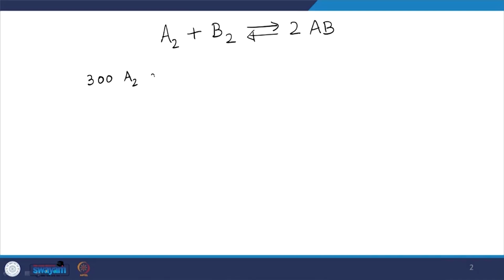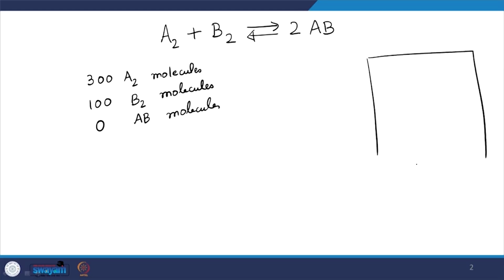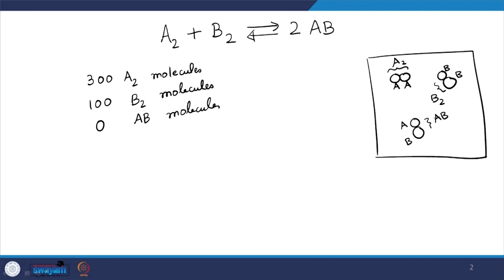So, let us say for example, I start with some 300 A2 molecules and some 100 B2 molecules, and let us say at the start we had 0 AB molecules, and we are looking at the progress of this particular chemical reaction. So, now if I look at this system at a molecular level, what exactly are we going to have? We are going to have species A and A forming A2. We are going to have species B and B forming B2, and we are going to have species A and B forming AB. These are the three possibilities in this particular case.